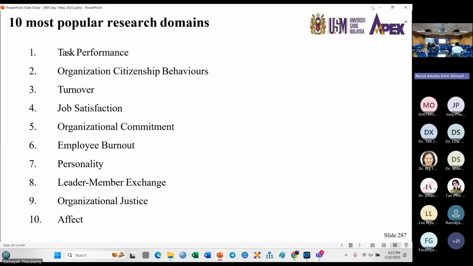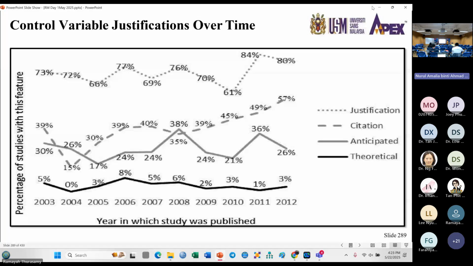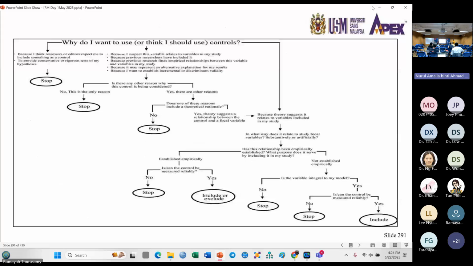Here you can see these are some of the domains where we have control variables. What we show here is based on justification. You see, most of the papers now are using justification to include control variables. The second one is citation: previous literature uses this, so I also do this. These are the two. This one is justification based on your area of study. You say that some variables need to be controlled. We can also do that. Okay, control variables, done.